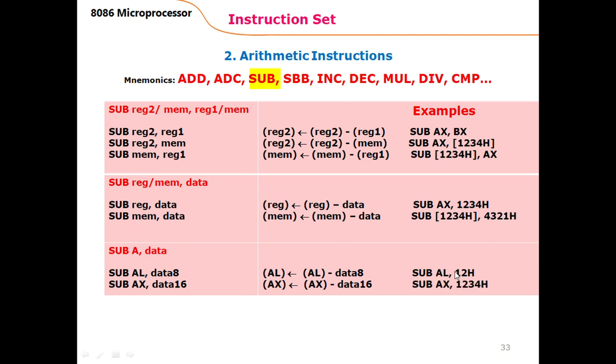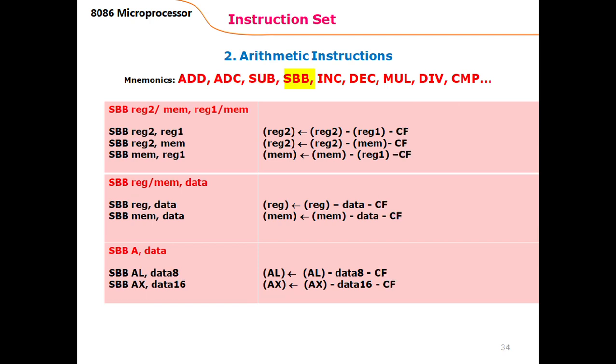A 16-bit form of subtraction is also available, where a 16-bit value is subtracted from the 16-bit content of the accumulator AX register, and the result is stored back into the AX register. Just like addition with carry, there is a subtraction with borrow as well, which not only subtracts one value from the other but also subtracts the content of the carry flag from the result. So three forms are available.